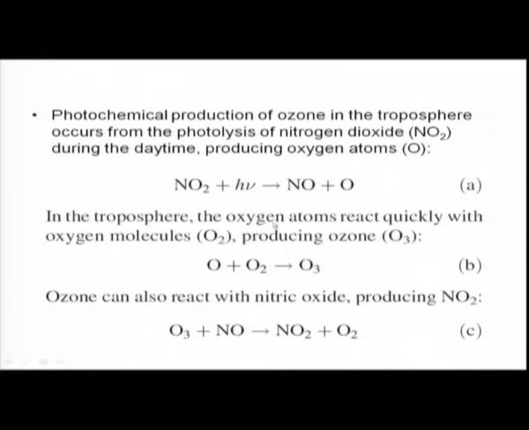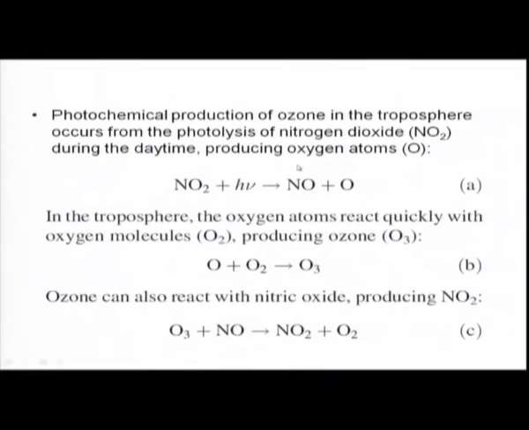Also, in the troposphere, the oxygen atom reacts quickly with molecular oxygen, producing ozone. This we have also seen earlier. And ozone can react with this nitric oxide, producing nitrogen dioxide. So, the O3 ozone molecule reacts with NO and converts it into nitrogen dioxide. Again, this nitrogen dioxide, once formed, can undergo this reaction again, and in a way it is cyclic in the atmosphere. Whenever light is there, it goes on happening in this way.